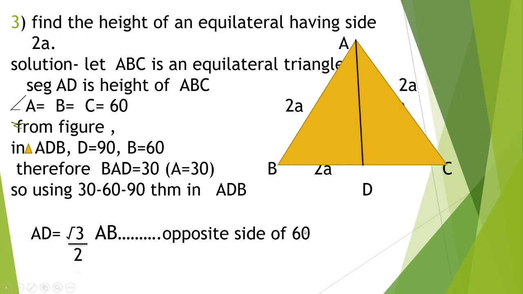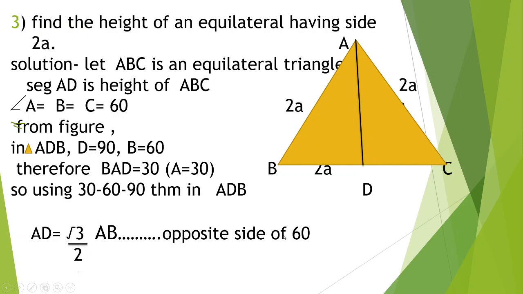Give the reason: opposite side of 60. AD is the opposite side of angle B, and B is 60 degrees. So you know the property: the opposite side of 60 degrees is root 3 upon 2 into the hypotenuse. Here AB is the hypotenuse of triangle ADB. So I write here AD is equal to root 3 upon 2 into AB.